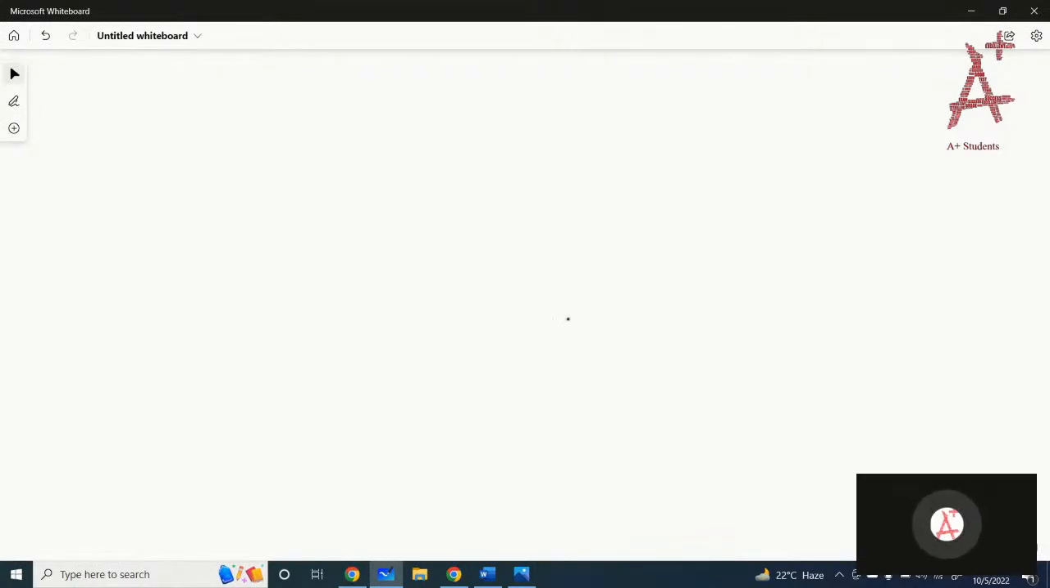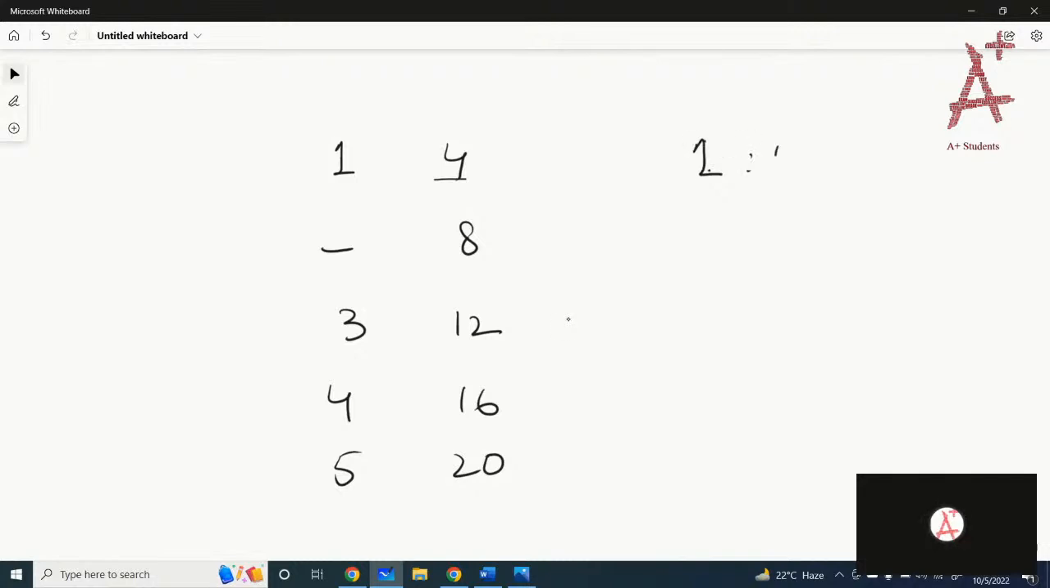Okay, the next one is complete the ratio table. 1 and 4, the missing number and 8, 3 and 12, 4 and 16, and 5 and 20. So you have to complete the table. That's the ratio table. Just look at the first ratio. It would be 1 ratio 4. You have to write them as a fractional form. So the fractional form for this one is 1 over 4.